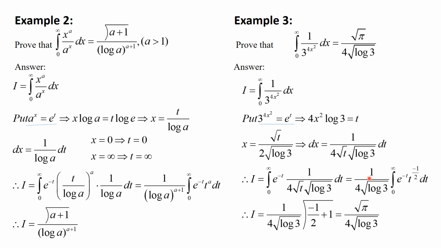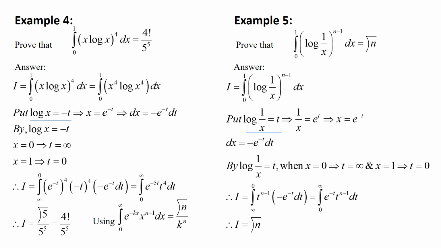So the value for 1 upon 4 root of log 3, which gives integral from 0 to infinity e raised to minus t, treating constant terms outside, the expression remains as root t in the denominator, that is t raised to minus 1 by 2 with respect to t. Using the gamma definition, that is e raised to minus x, x raised to n minus 1, the result is minus 1 by 2 plus 1 with coefficient constant term as it is. Gamma of minus 1 by 2 plus 1, that is gamma half, and gamma half is equal to root pi, gives our required answer to the right hand side part.